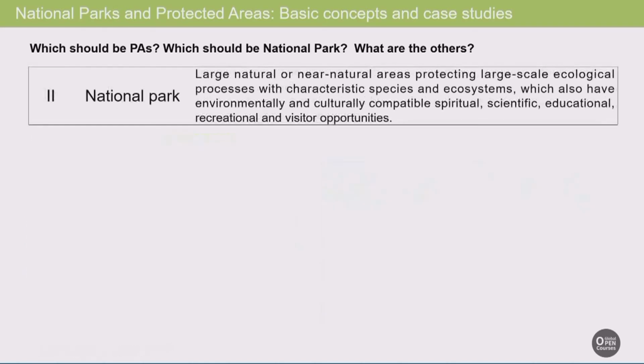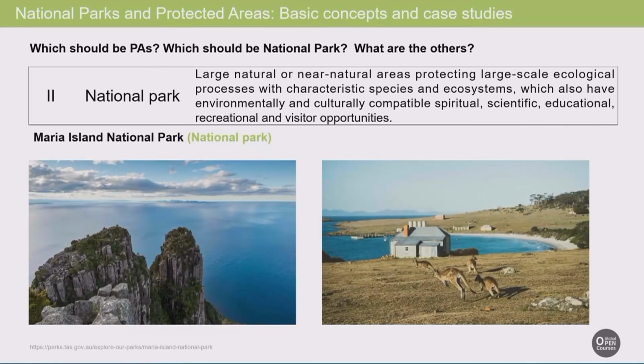In category 2, national park is one type that most people are familiar with because national parks provide a lot of compatible spiritual, scientific, educational, recreational, and visitor opportunities. So we will have some opportunities to visit national parks. That's why many people are familiar with this type of protected area. And national park is the most important type of protected area.